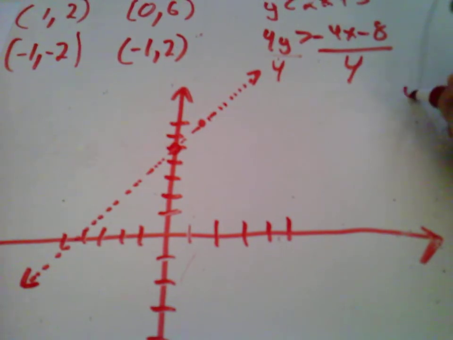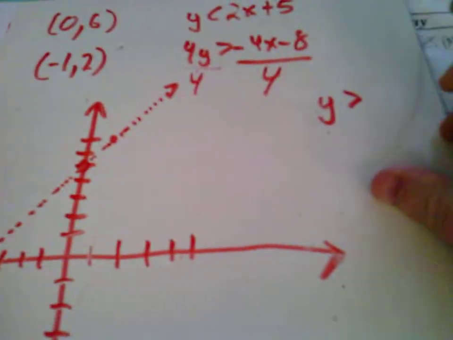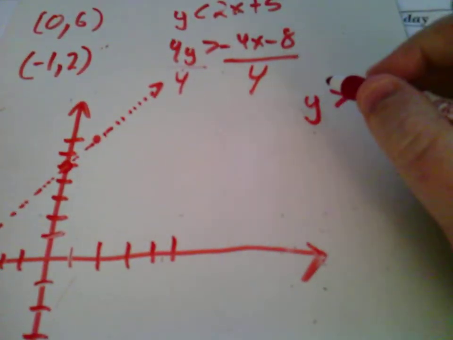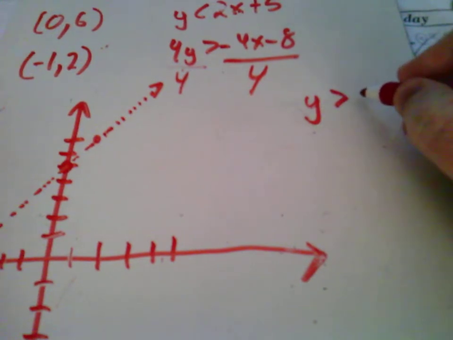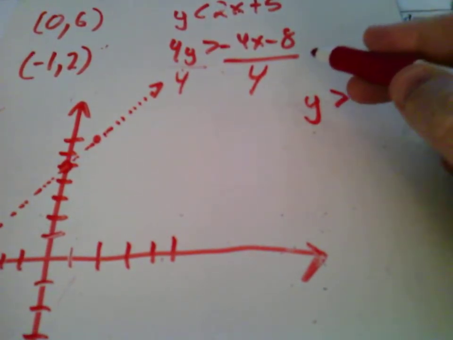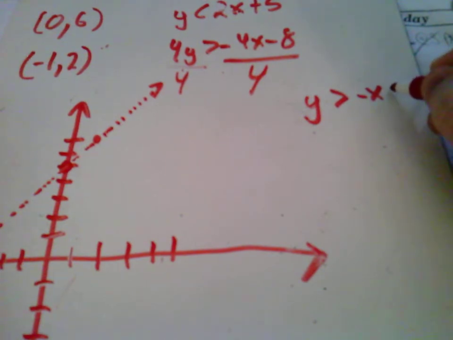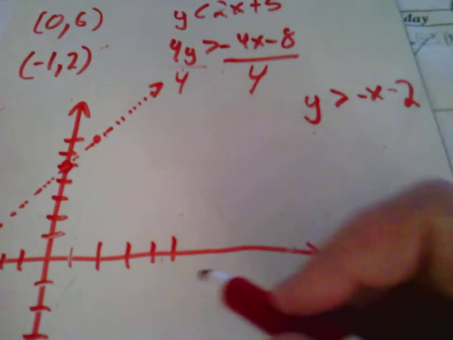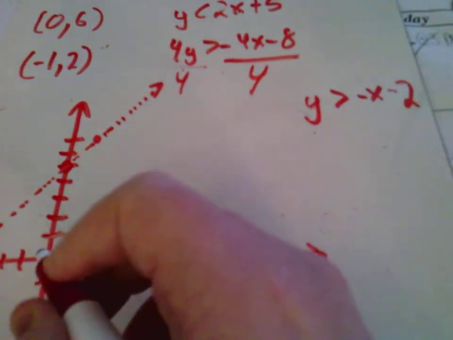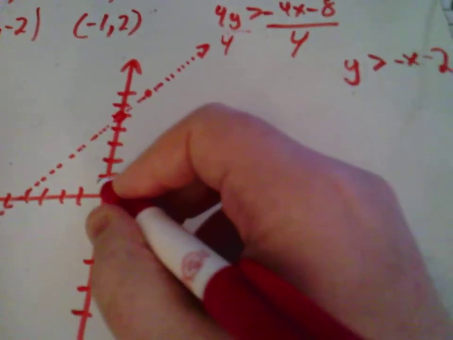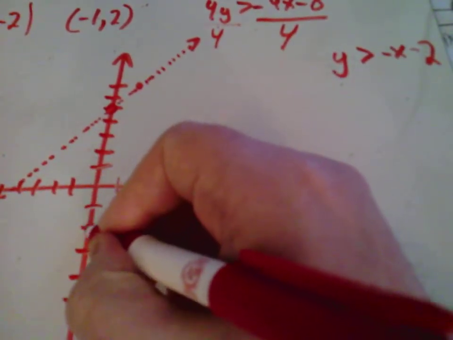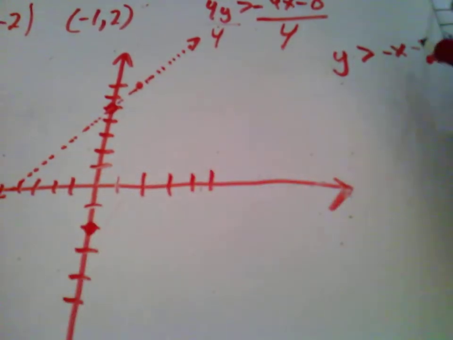4y divided by 4 is just y. And that is going to be greater than, well, let's see, negative 4x divided by 4 is negative x. And then negative 8 divided by 4, well, that's just negative 2. Very good. y is greater than negative x minus 2. Okay. Let's go ahead and start plotting this. We have a y-intercept for this one of negative 2, so we're going to come over here. 1, 2, and I wish I had a different color marker, but we do not, so we'll have to make do with what we have.